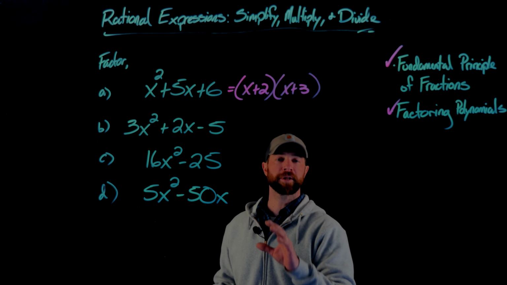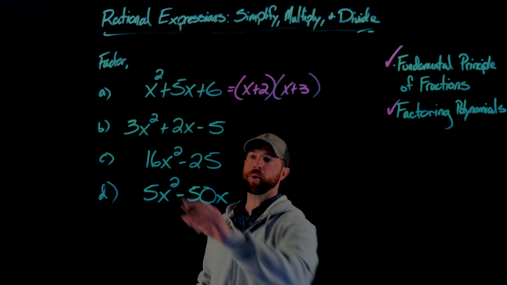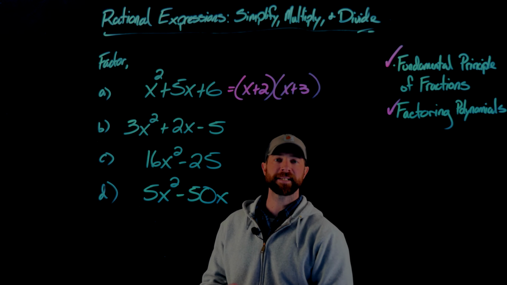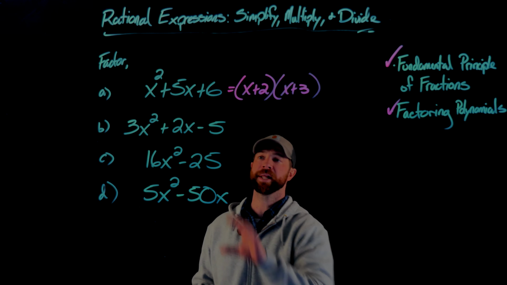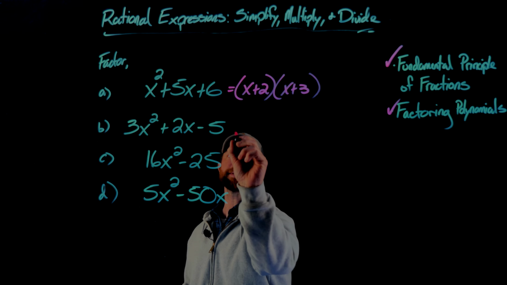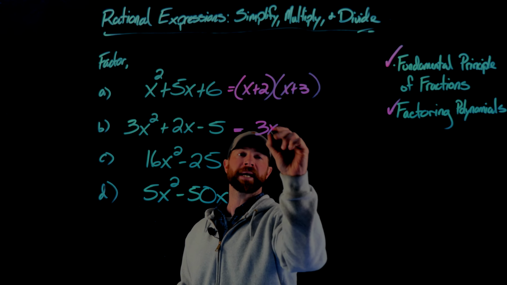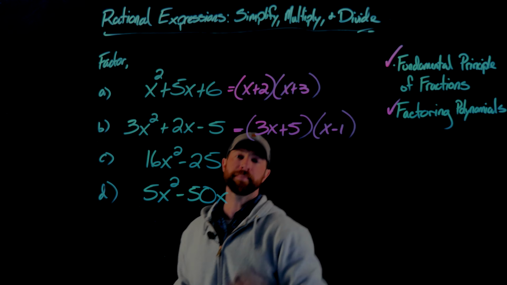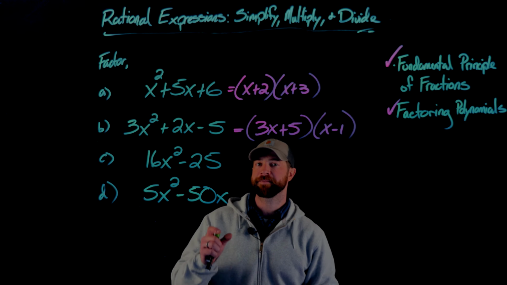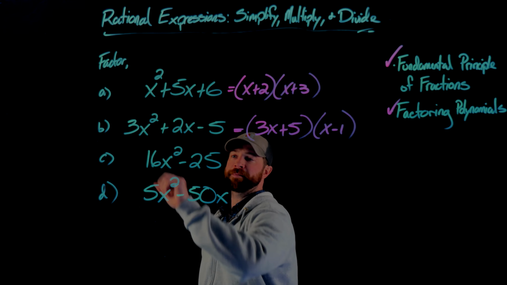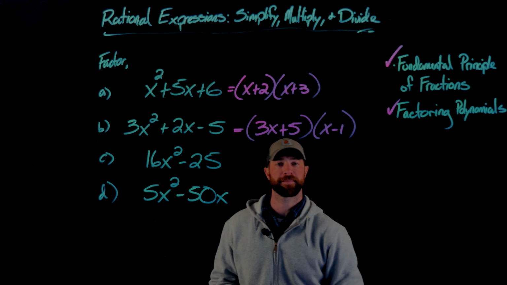The second version is a little bit more complicated because it's a quadratic where the lead coefficient is not 1. For this, I would use either the AC method or the guess and check to factor it. This will factor similarly to the first one, but it's a bit more difficult. This factors into 3x plus 5 times x minus 1. And again, the difference in the methods of factoring between those two is based on the lead coefficient of 1 here in the first example and a lead coefficient of 3.